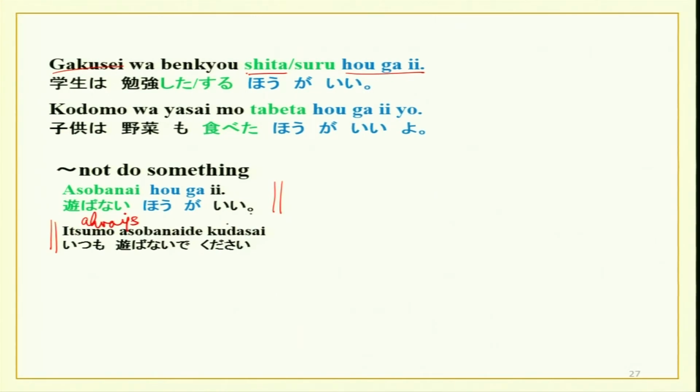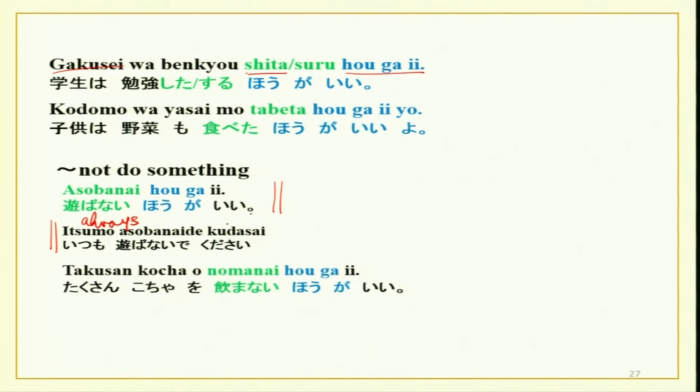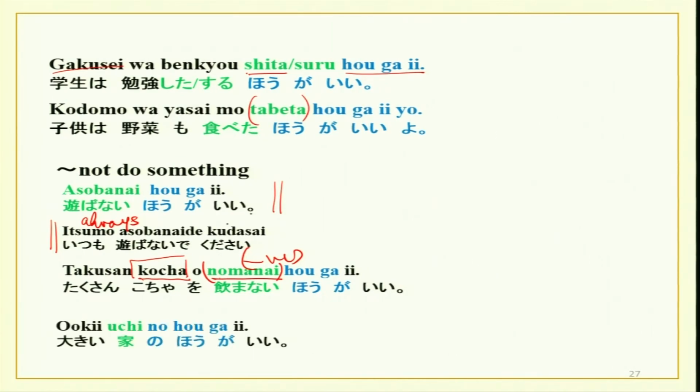So always. Tokidoki benkyou shita hoga ii. So I am sure all of you have heard this from your parents a lot, from your teachers a lot. Takusan kocha o nomanai hoga ii. Well, everybody says that kocha and kohi. Kocha to kohi wa takusan nomanai hoga ii. So when you are not supposed to do something, this has to be in negative. And tabeta hoga ii is it is better that you do it.